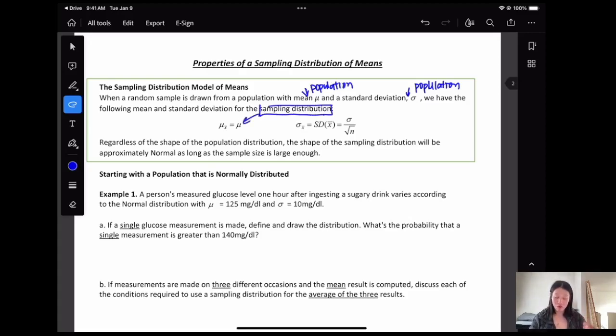The sampling distribution mean is equal to the population mean, and the sampling distribution sigma, which is the standard deviation, is equal to sigma divided by the square root of the size of the sample. As you can see, for the sampling distribution, they have a small notation, x bar, to show you that this represents the sampling distribution, not the population. The population mean or population sigma is just a Greek letter, mu or sigma.